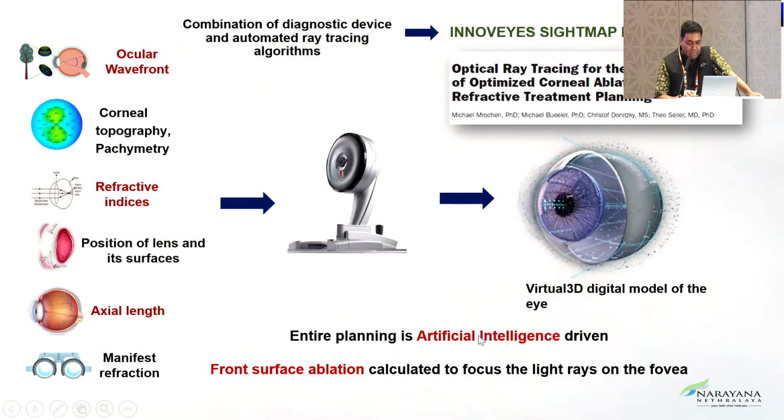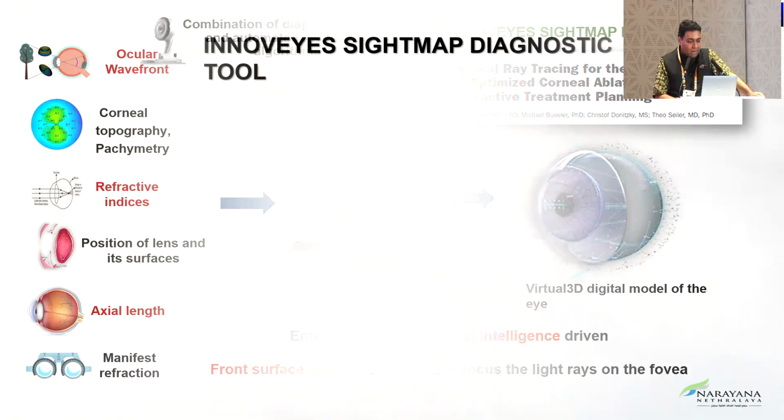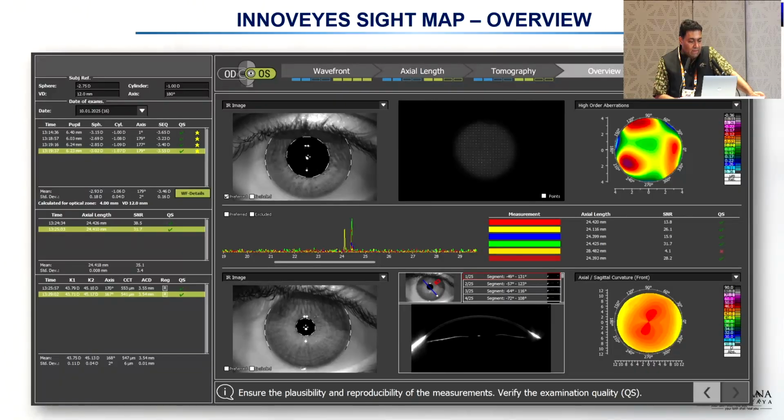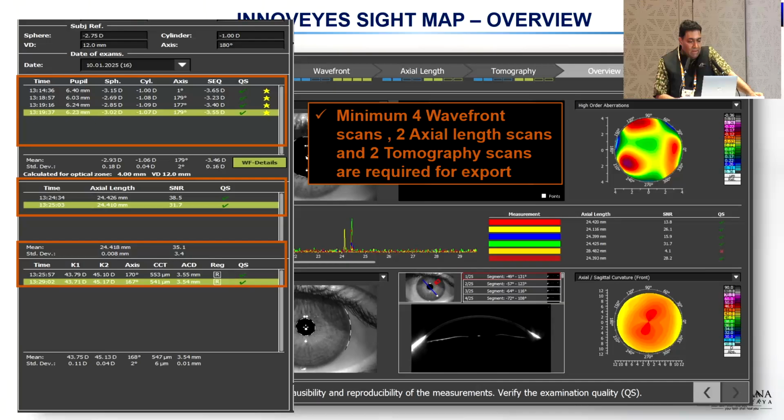And of course, now everything has AI built into it, and you create a front surface ablation based on your entire model of the eye. So this is how Innovice works. Innovice is nothing but a Pentacam, and this is the screenshot of a Pentacam. You need to take at least 4 wavefront scans, so it takes a little longer. It's not like one scan. You have to take multiple scans.